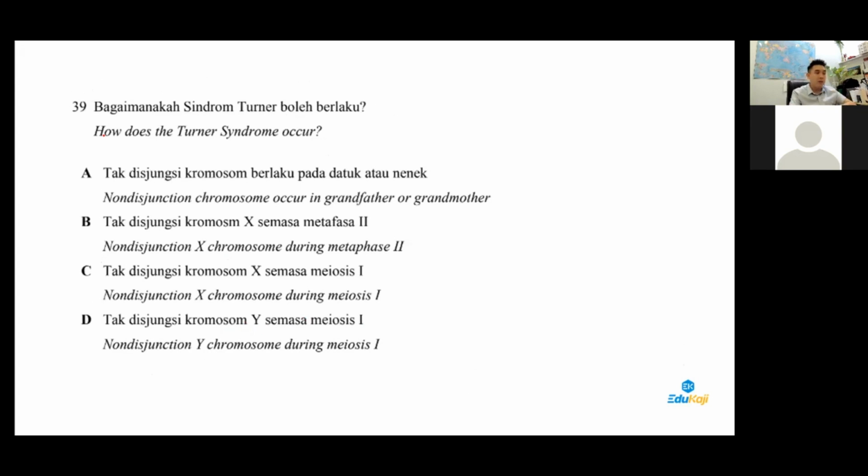Okay, next. How does Turner syndrome occur? Okay, guys, if you remember Turner syndrome, chapter 12, Turner syndrome means female. They have 44 plus X. One X is missing. Why is one X missing? Because non-disjunction occurs. Okay, a common question.